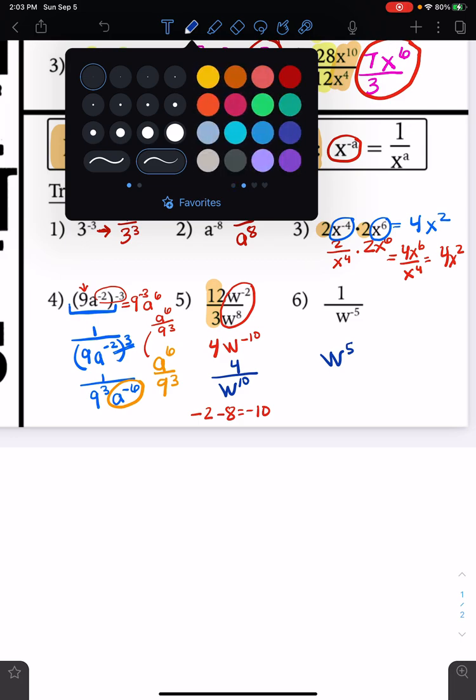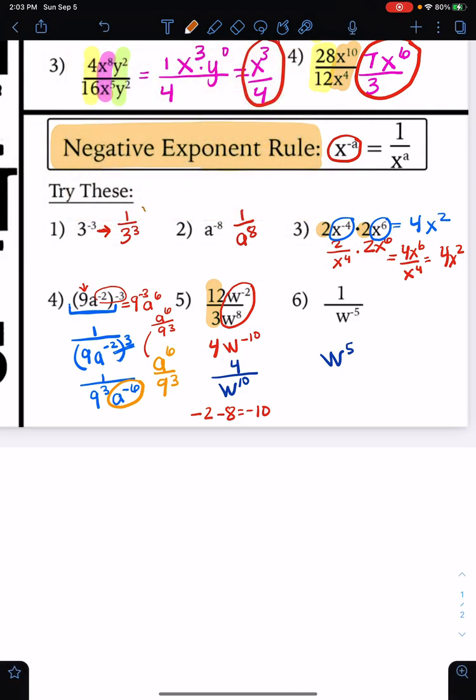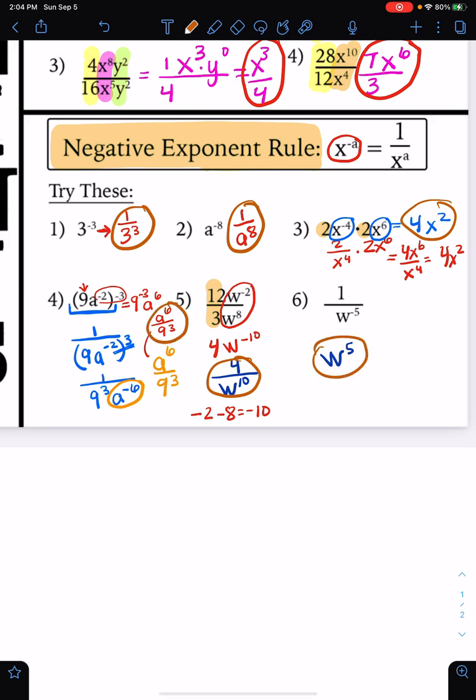So let me circle my answers because I like to do that as a way of finishing up. And there's 2 places where I have that right answer.